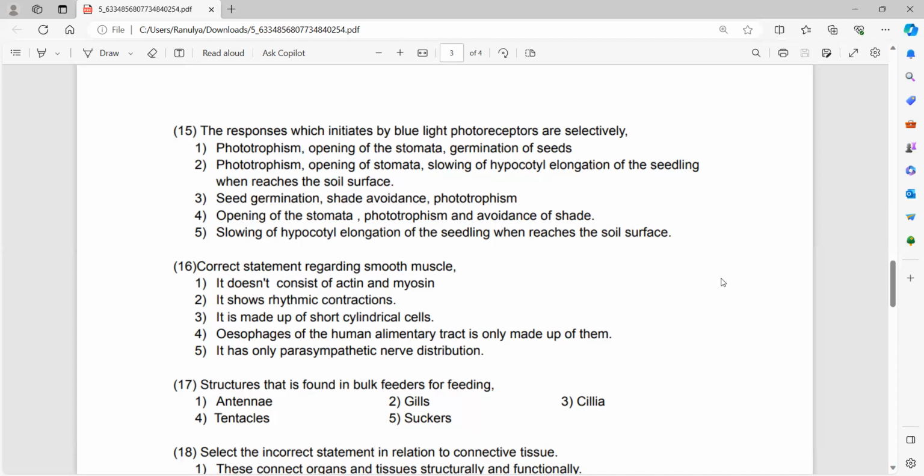Correct statement regarding smooth muscle. Smooth muscle doesn't consist of actin and myosin? Smooth muscle cytoplasm contains a large amount of actin and myosin, the main proteins involved in muscle contraction. Then it shows rhythmic contractions, that is correct. Third one, it is made up of short cylindrical cells? Smooth muscle tissues are spindle-shaped cells. Then the esophagus of the human alimentary tract is only made up of them? No, the esophagus consists of both skeletal and smooth muscles. Then it has only parasympathetic nerve distribution? No, it has both sympathetic and parasympathetic nerve distribution. Answer number 2.